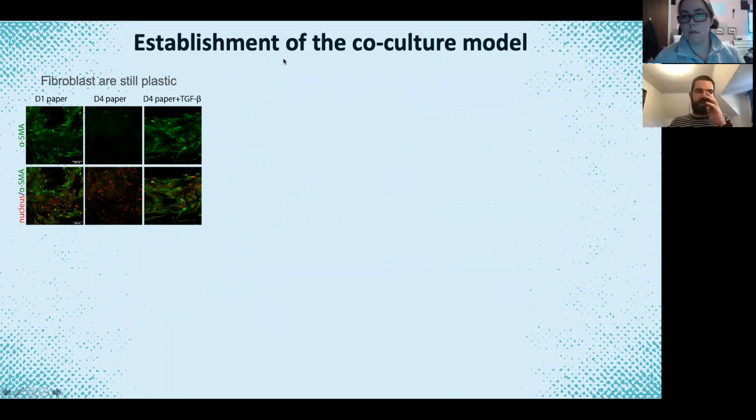So the first thing that you need to show is that, okay, we're putting these cells in a paper strip. So that's kind of weird, right? You're introducing a new material with the cells.